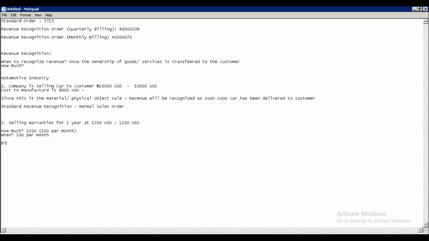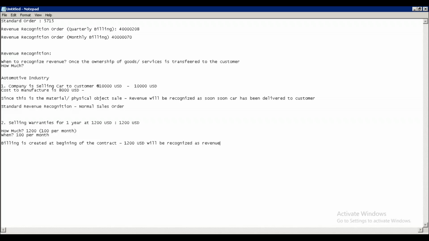Okay, I'm adding this scenario here. So billing is created at the beginning of the contract. So what will happen? If I create the billing at the beginning of the contract, my entire 1200 USD will be recognized as revenue, right? Correct. But is it correct?